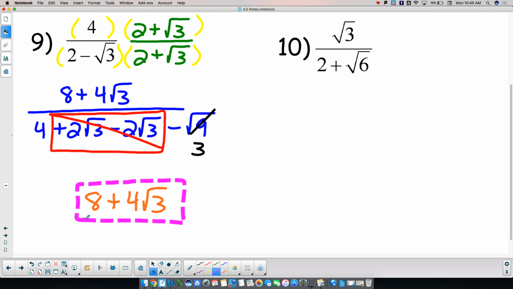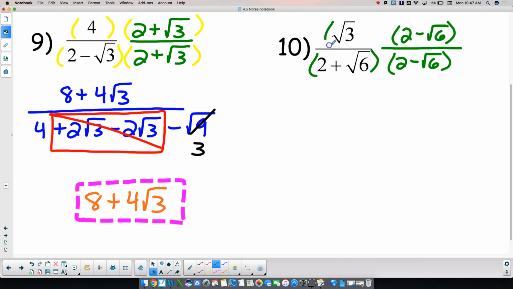What I'd like you to do now is I'd like you to do number 10. What is the conjugate in number 10 of the denominator? 2 minus the square root of 6. So I'm going to multiply the top by 2 minus the square root of 6 over 2 minus the square root of 6. Okay? And again, I'm going to think about this all in terms of everything's in a parentheses.